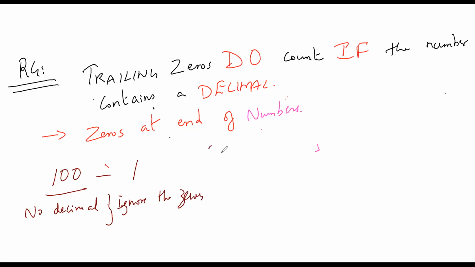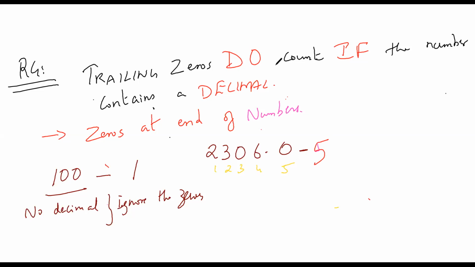One more example, 2306.0. Here, before the 0 there's a decimal, so that includes 1 2 3 4 5. So the answer of this is 5.